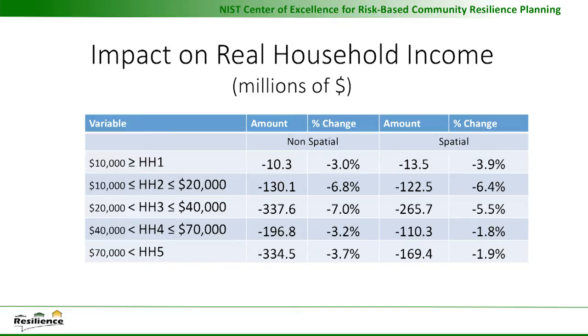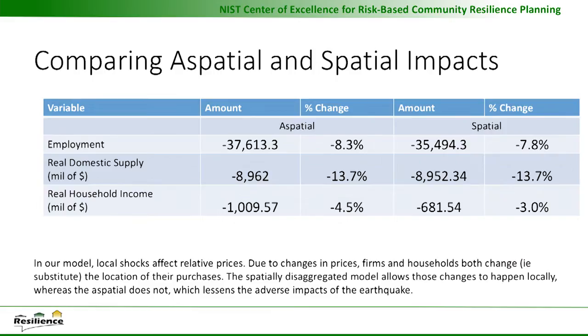Here we've looked at household income, and this really demonstrates the difference between the aspatial, or non-spatial, and the spatial models. For economic losses in terms of real household income, the aspatial model predicted a $1 billion loss in real household income, where the spatial model predicted only a $681 million loss. And again, this is shocking the economy and not examining any types of recovery processes, no infusion of resources. We're just looking at the prompt effects of the disaster.